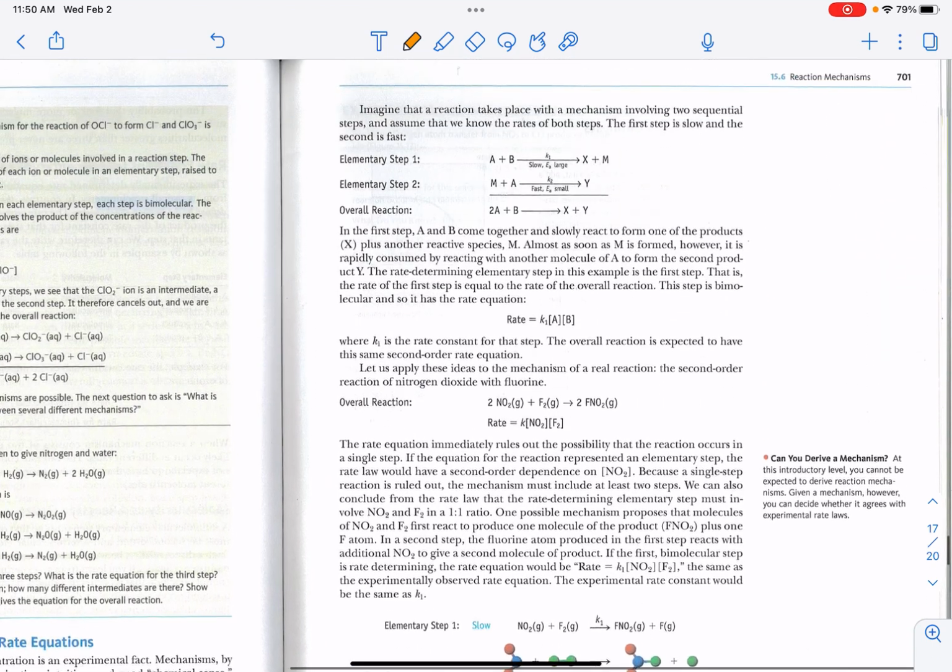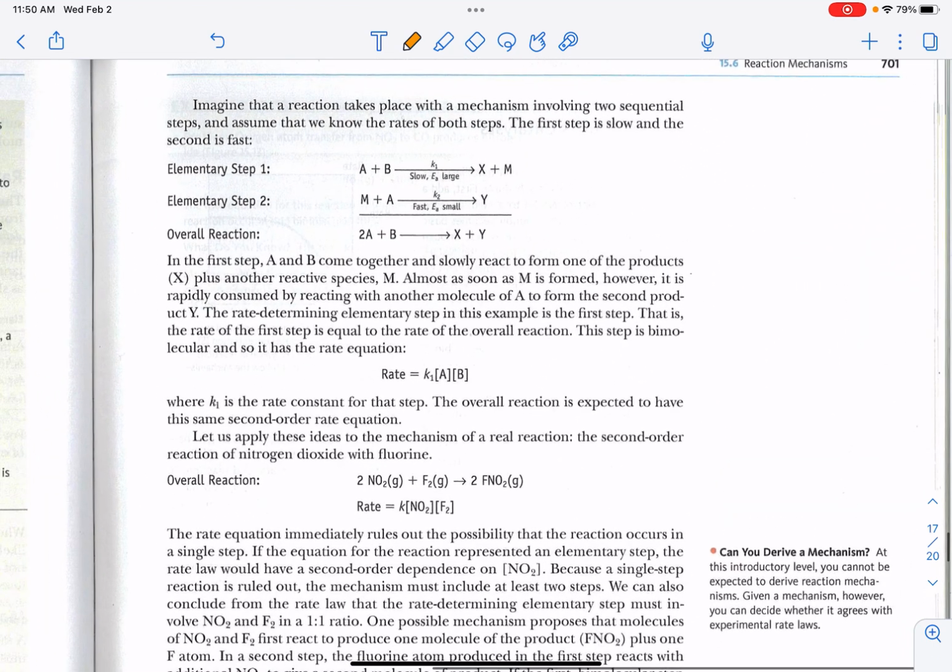So my rate law then has got to reflect the rate determining step. My rate law should be expressed in terms of the rate determining step, the reactants of the rate determining step. In this case, the pepperoni. So let's look at this example.